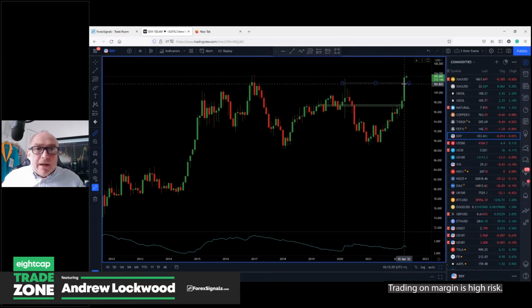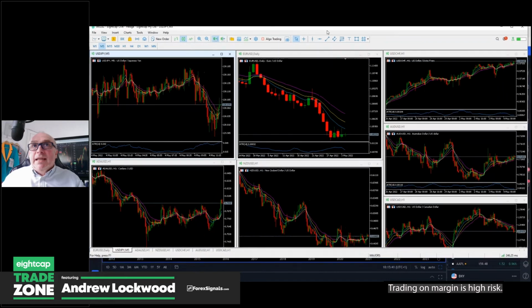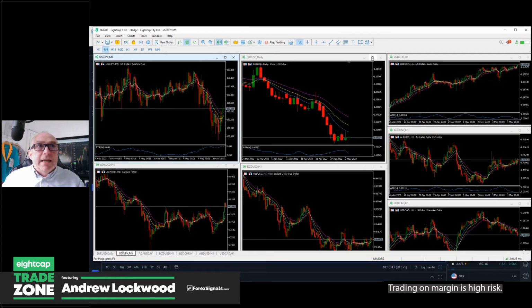Potentially building up there. So I am now looking at potentially buying the euro dollar on bounces. Okay, so buying the euro dollar would make sense for me at the moment. This is the Eightcap chart. This is the euro dollar.